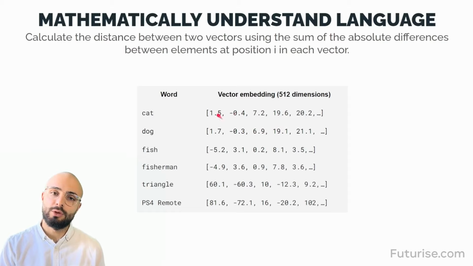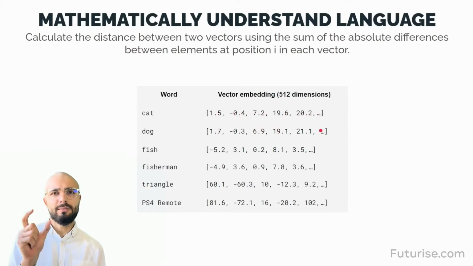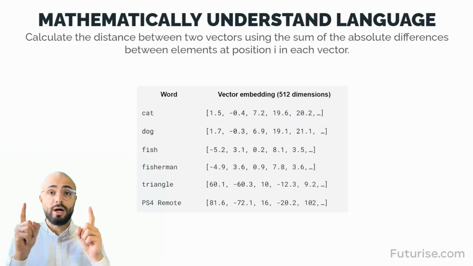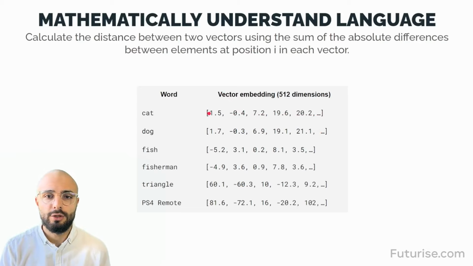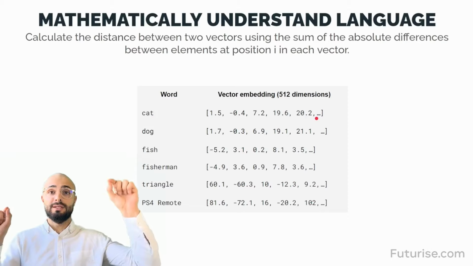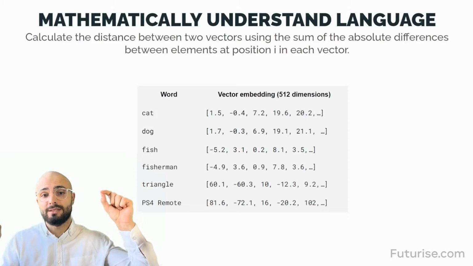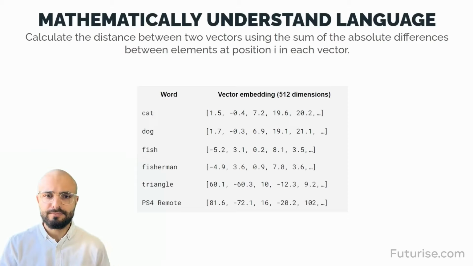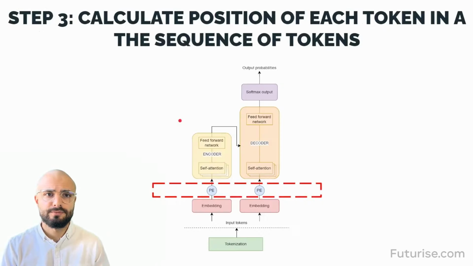So what would happen is, because these numbers are quite similar and you sum all these numbers together, that number is not going to be too large because they're quite close together. Whereas if you try to calculate the distance between the word cat and PS4 remote, because they're quite different things, you can see even just by looking at these numbers, they're much higher numbers as opposed to these. They're much different. So because of that, the distance between those 2 points in space is going to be much higher. And that is how you mathematically are able to understand language.